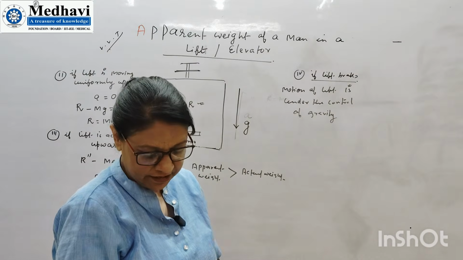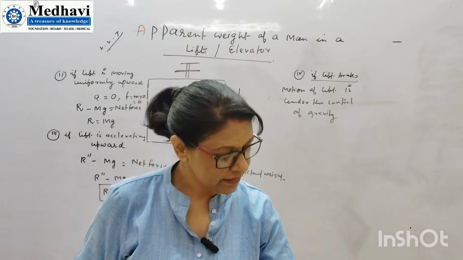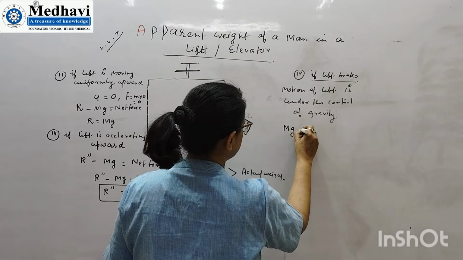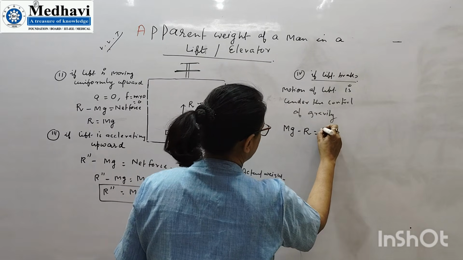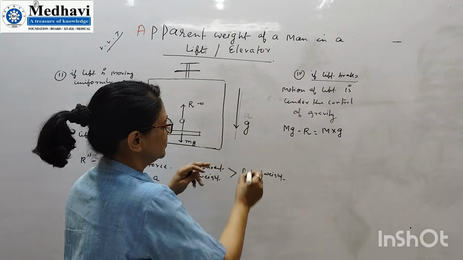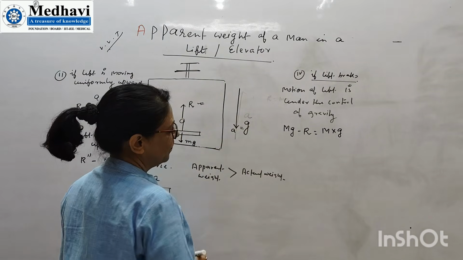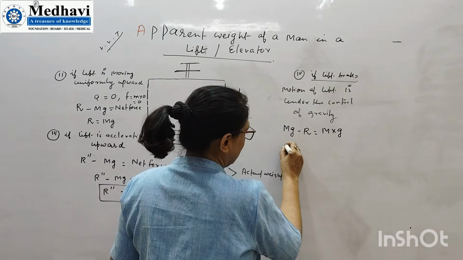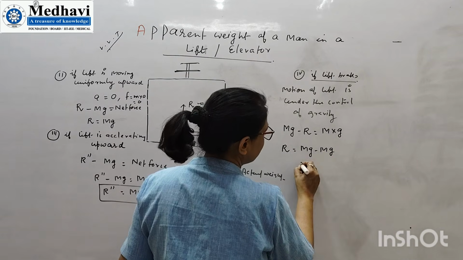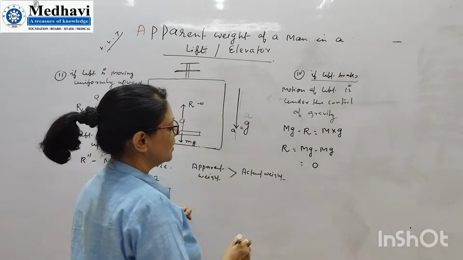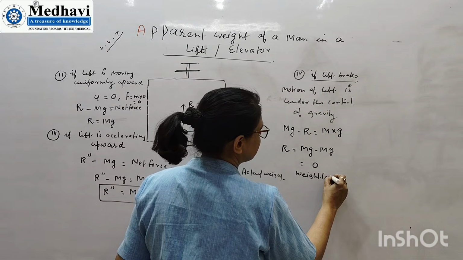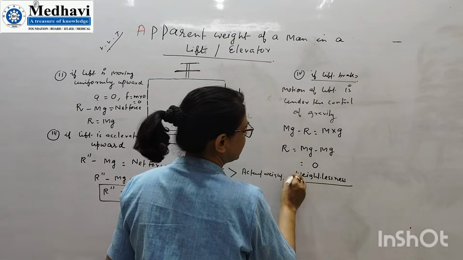So in this case, mg minus R is equal to, in place of net force we will write m into g, because acceleration becomes equal to g. So R will be 0. That is, the apparent weight will be 0. This is a very, very important information, that is called weightlessness.